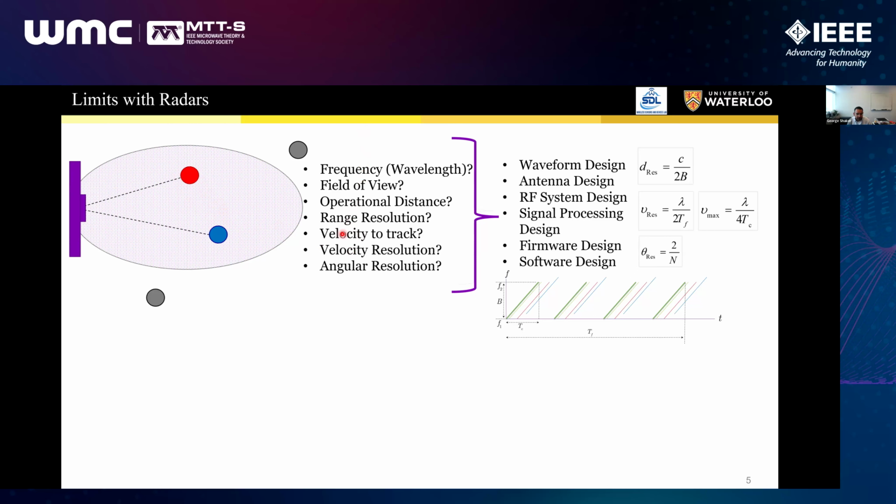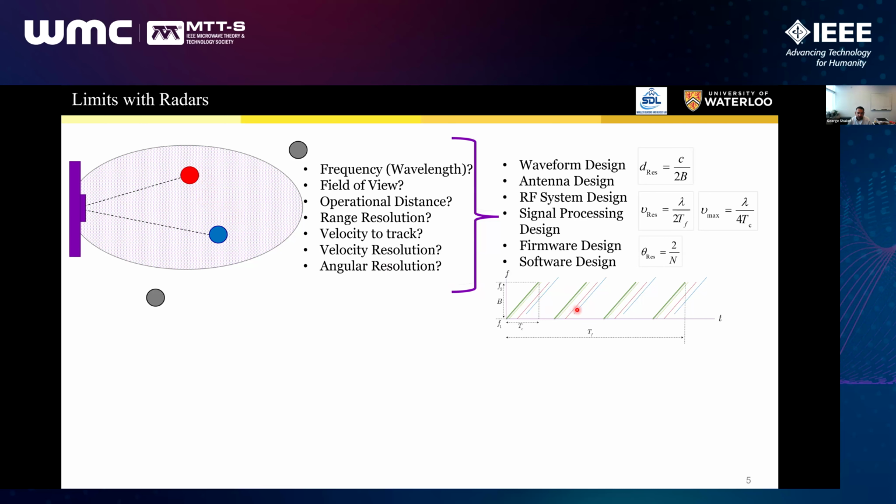And of course, what's the velocity track? These objects are moving around, they have their own velocities, so there are aspects related to the velocity resolution. And also the angular resolution as well. So how close in angle can these be before the radar will think they're one object?